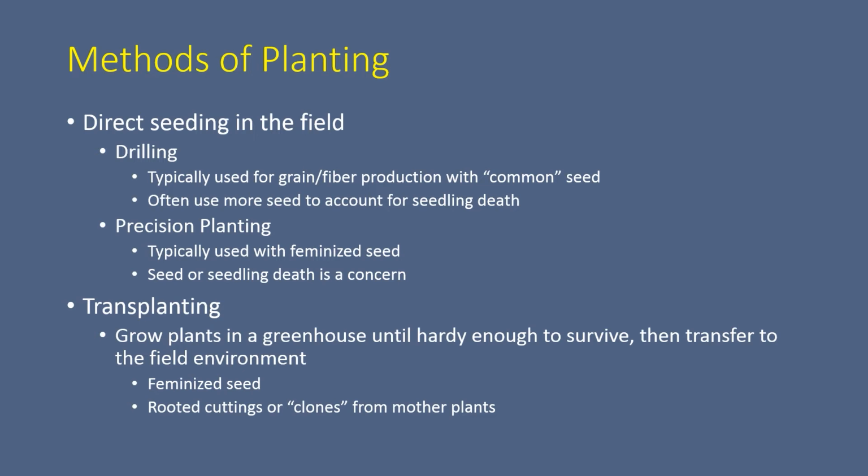Another way of direct seeding into the field is precision planting. Typically, this would be what would be used with the more higher value feminized seed, and these would be planted at some space apart. The concern with this method is that, even with feminized seed, there's still going to be some seedling loss or seedling death that's going to occur. And with the lower populations, if you have very much of this occur, you don't have a viable plant population, which is going to lead to more problems with weed control and certainly with the yield.